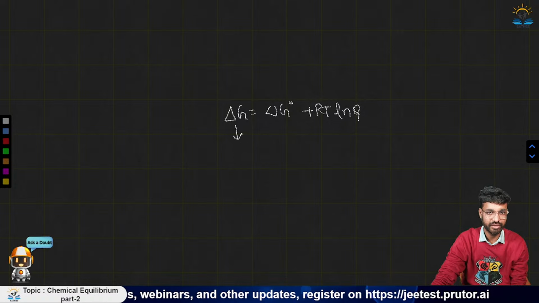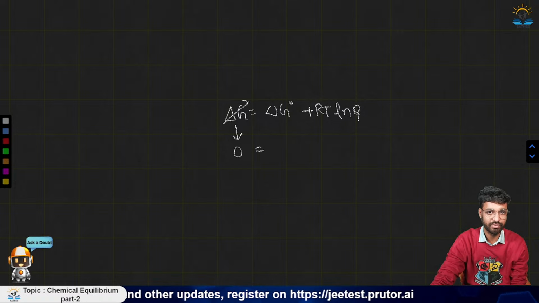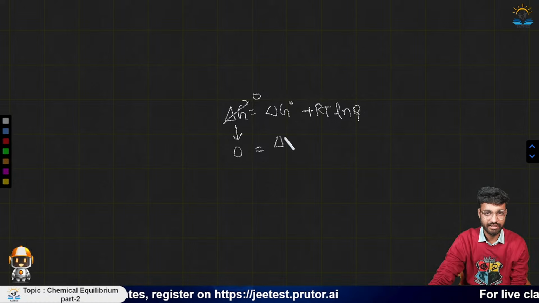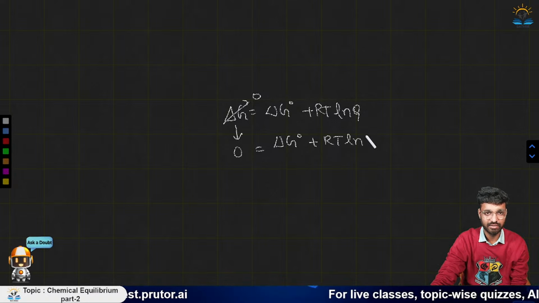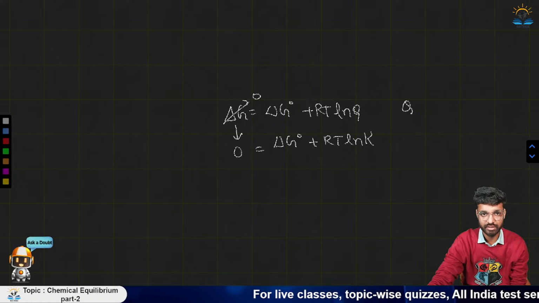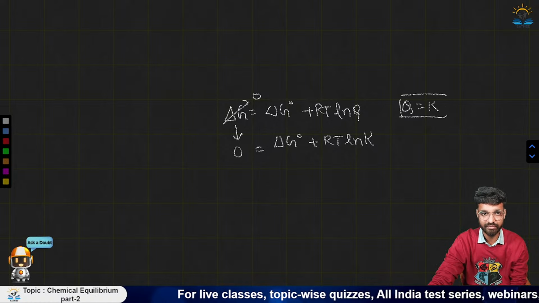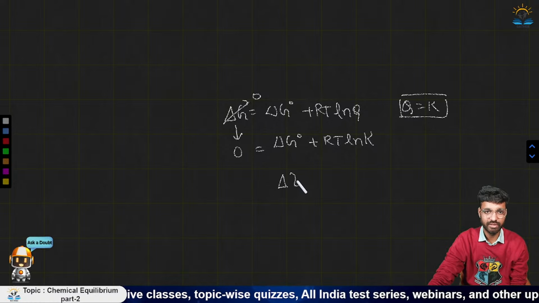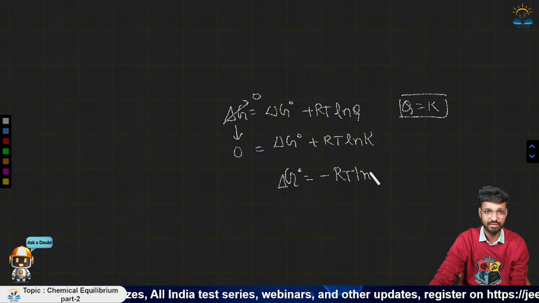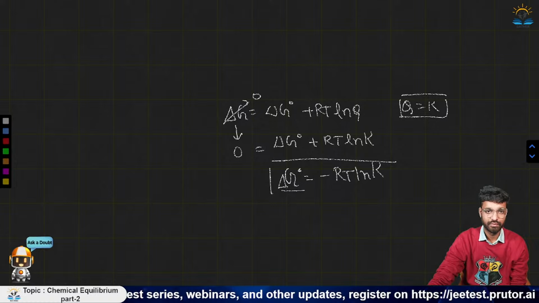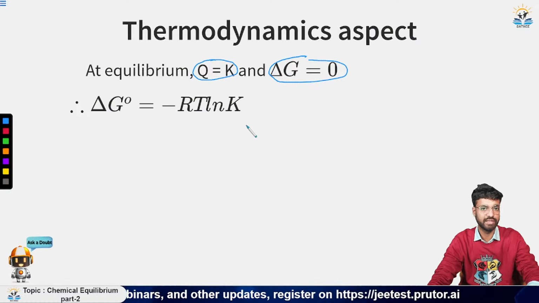Now at equilibrium this equation will transform. Delta G will be 0, so it will be 0 equals delta G naught plus RT ln K, since Q is equal to K at equilibrium. We know that very well. So the final equation will be delta G naught equals minus RT ln K. The same thing is written here also.